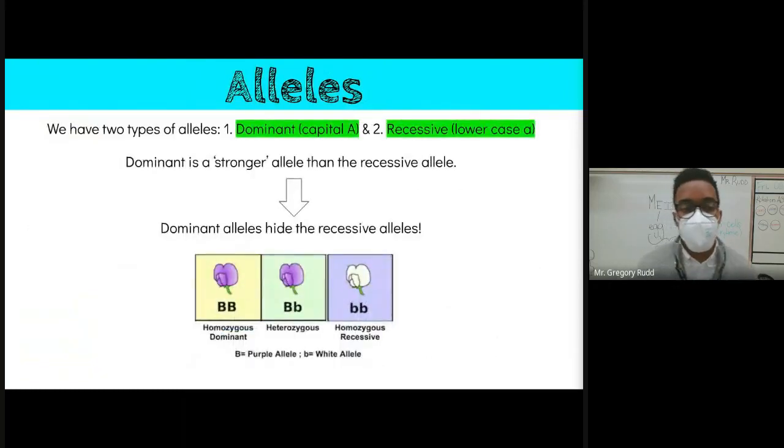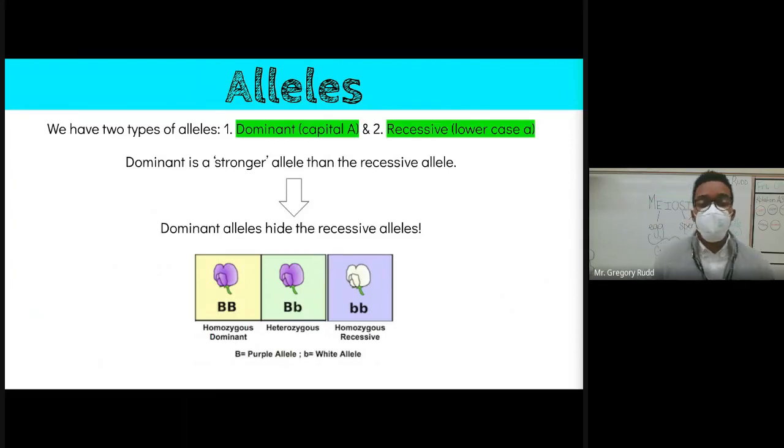In order for a person to end up with the dominant version of that trait, they must have a dominant allele present. Only one. They only need one dominant allele. Because the dominant allele is stronger, it only takes one, as we're going to see soon.